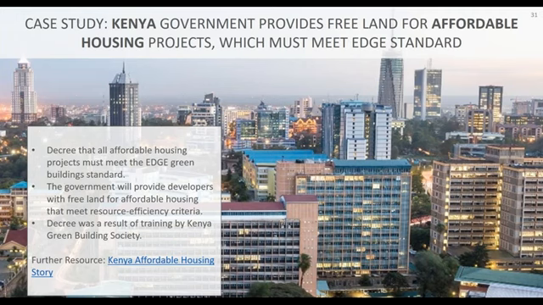As many of you are aware, Kenya's State Department of Housing and Urban Development issued a decree that all affordable housing development projects under the Big Four agenda must meet the EDGE building standard. So the government is going to provide free land to build affordable housing projects that meet the commitment to resource efficiency. This decree was the result of the training and research undertaken by us at KGBS, and serves as a great model for standards and incentives by governments to catalyze public-private partnerships for affordable and green housing.